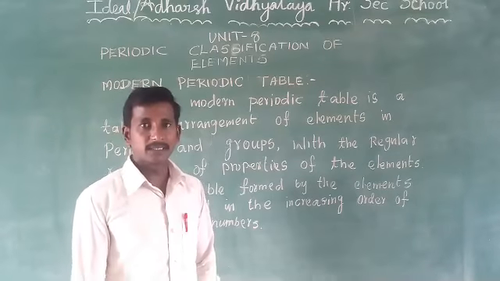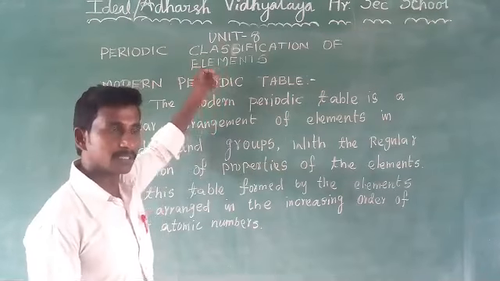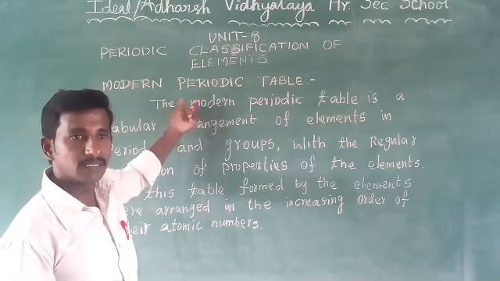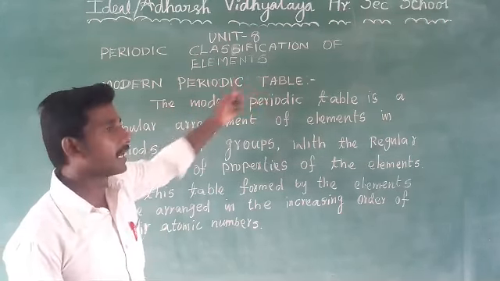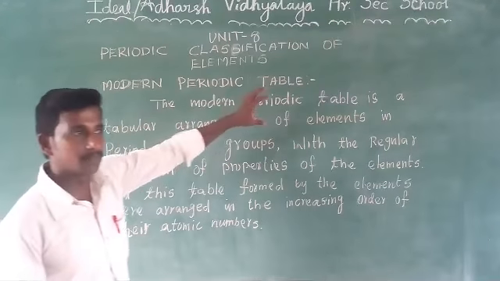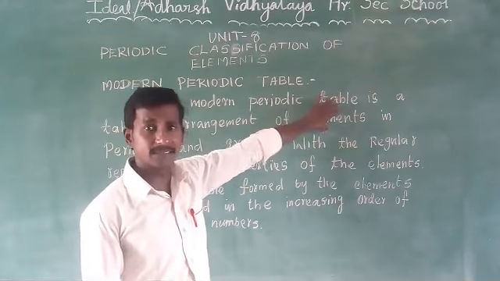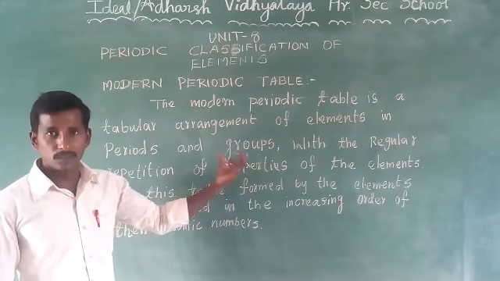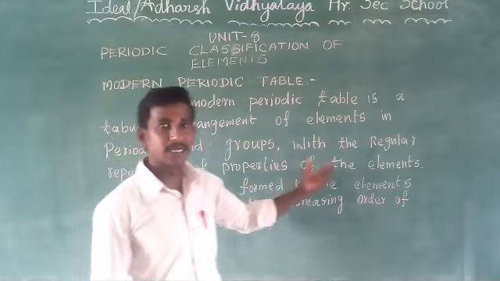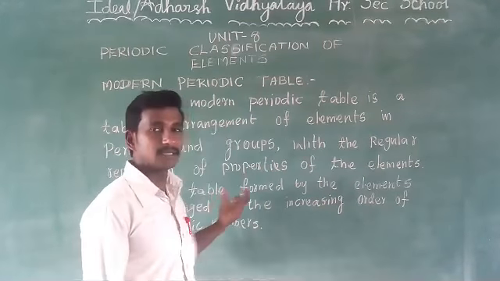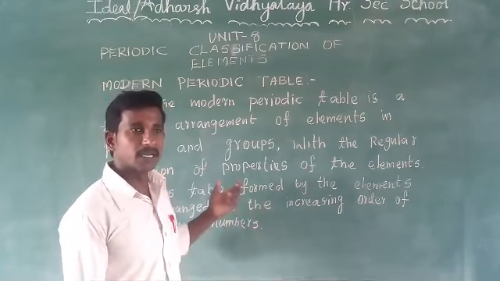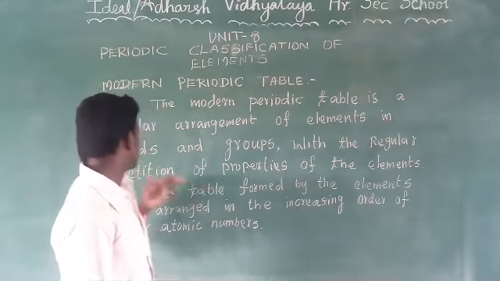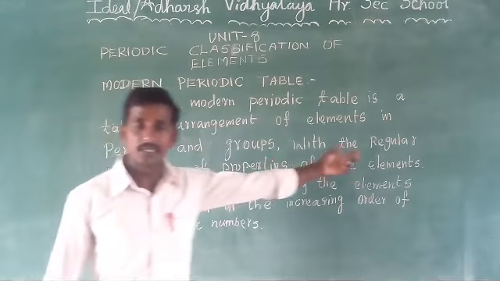Next, modern periodic table. The modern periodic table is the tabular arrangement of elements in periods and groups with regular repetition of the properties of the elements.